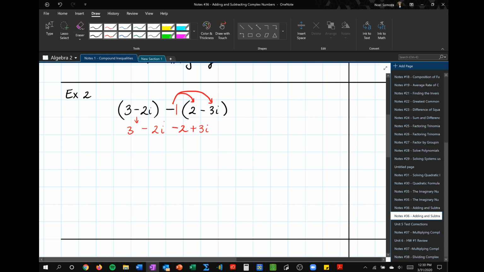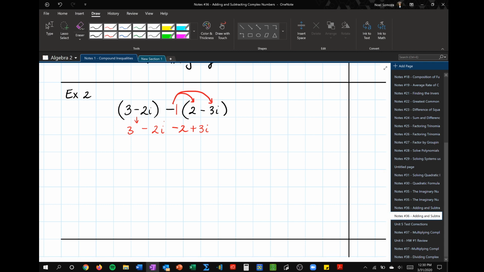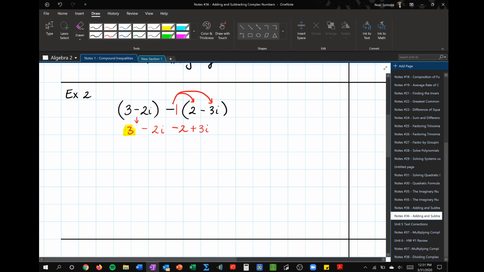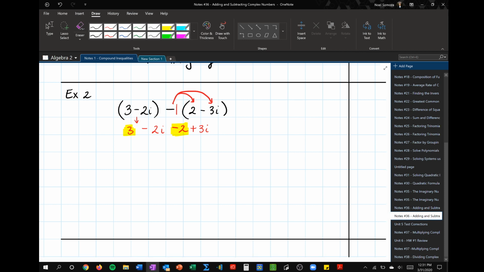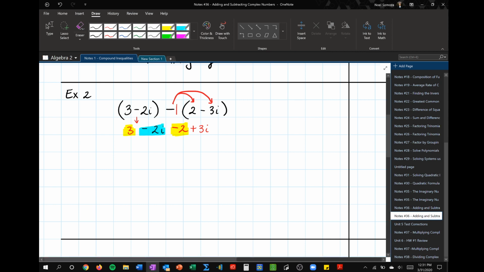So now everything is there. Now you just combine your like terms. Go ahead and highlight the real terms. That's going to be the +3 and the -2. Those are real because they don't have any i's next to them. Now the imaginaries do have i. So I have a -2i and a +3i. My yellows are my reals, my blues are my imaginaries. Those are the ones I'm allowed to combine together.